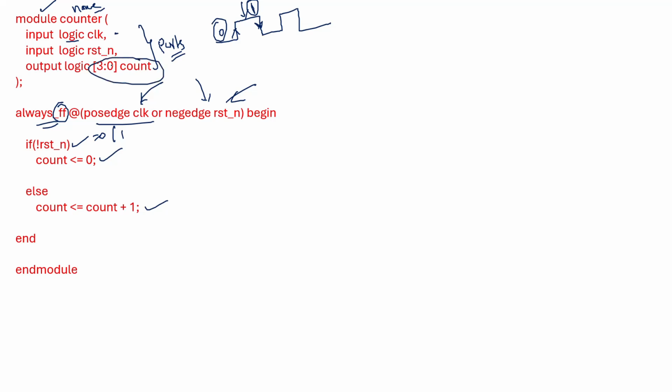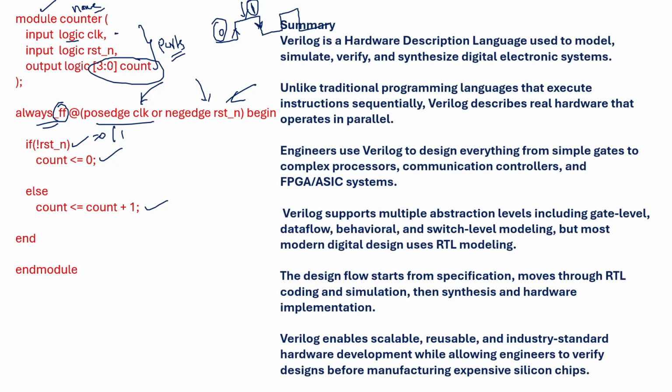I will tell you, don't bother about it. Just skip this code. Once we go through all these data types and how we are implementing them, we will understand it easily. Just for example purposes, I have written the counter code here. This is the summary. Just read the summary and see what you are understanding here.